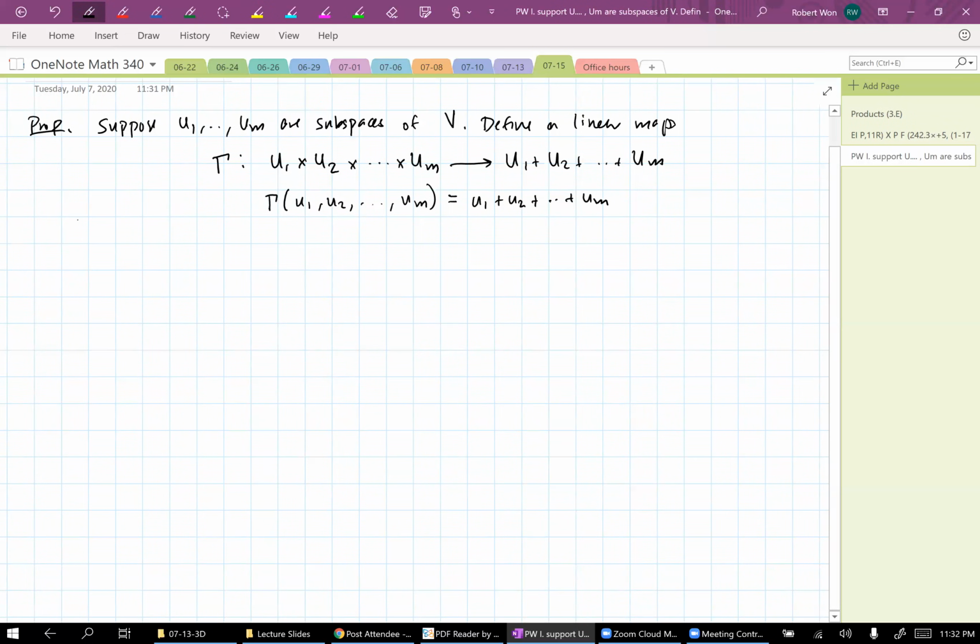We'll discuss a little bit more about this, but this proposition says that this sum is direct if and only if gamma is injective. Okay, and the proof here is actually very, very clean. So like I said, you should check that gamma is a linear map.